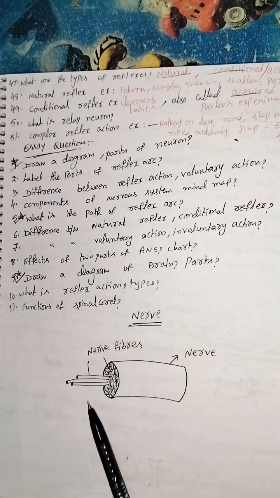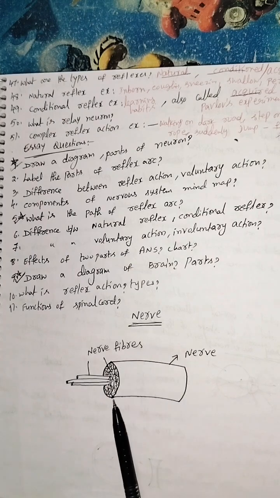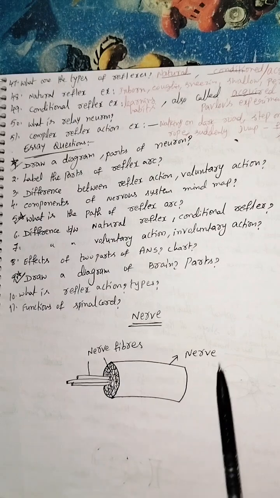This is the nerve diagram. These are nerves, these are all nerve fibers. This is the simple diagram of the nerve.